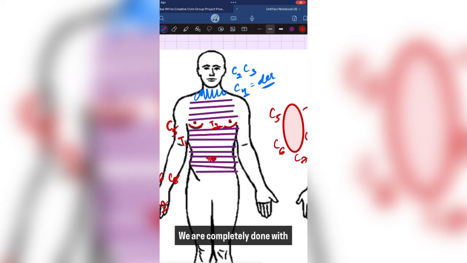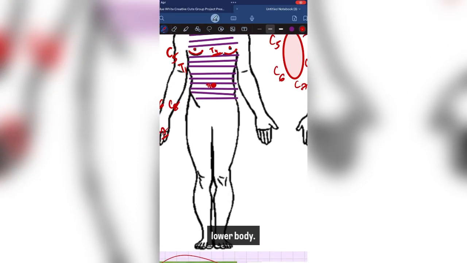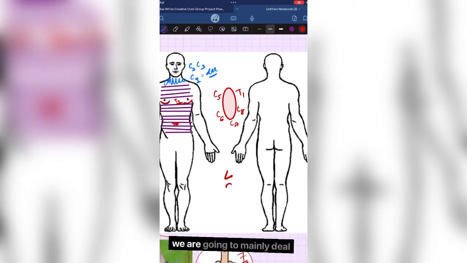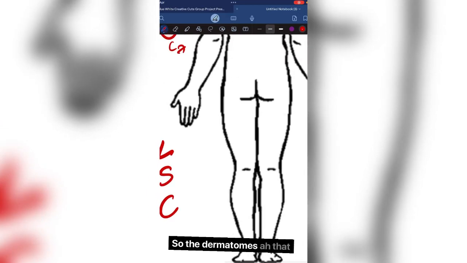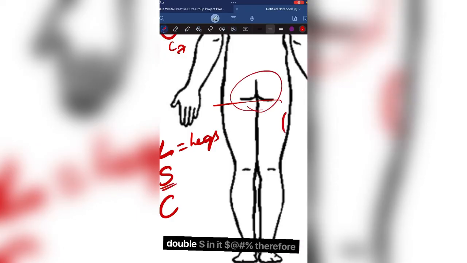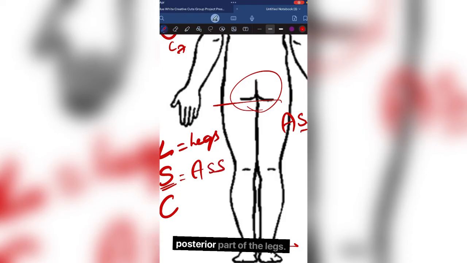We are completely done with the upper body. Now let's move on to the lower body. For the lower body, we're going to mainly deal with lumbar, sacral and coccygeal vertebrae. So the dermatomes that will supply to the legs are the lumbar, L for legs, sacral because the ass has double S in it, therefore sacral for the ass and the posterior part of the legs, and C for the coccygeal part. So we know that coccyx is nothing but the tailbone. Therefore, the tailbone is supplied by the coccygeal dermatomes.